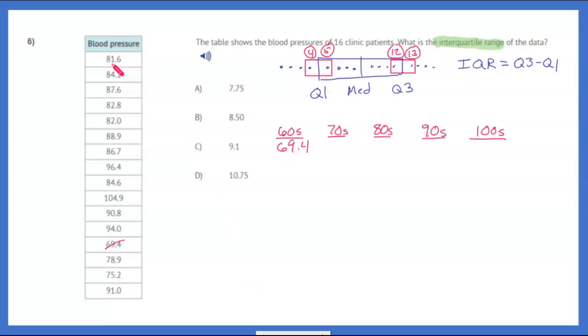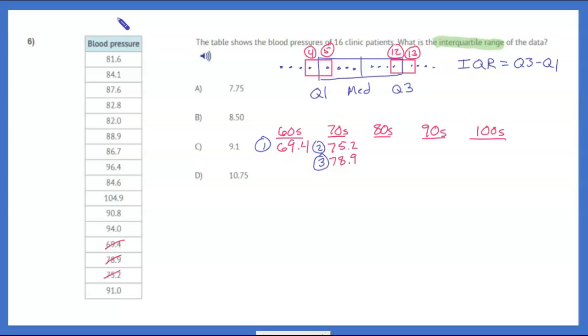Okay, so let's look for our 70s. I have two 70s, and those are pretty easy to put in order. This one goes first, then that one, so 75.2, and then 78.9 goes next. Notice already we've found data point 1, data point 2, data point 3. We're interested in 4 and 5, so we only need to find the next two. We need to find the lowest 80 and the second lowest 80.